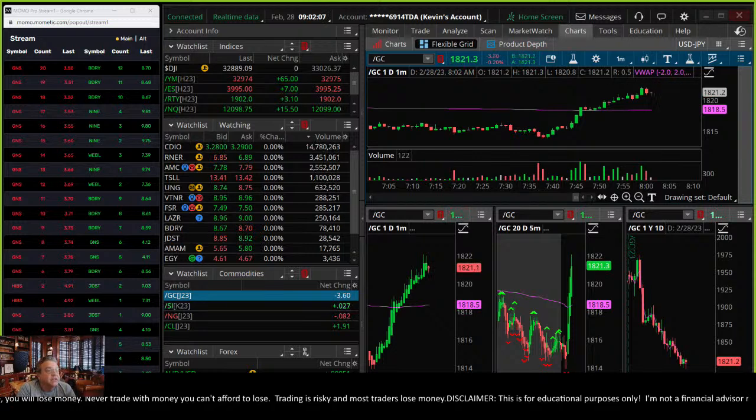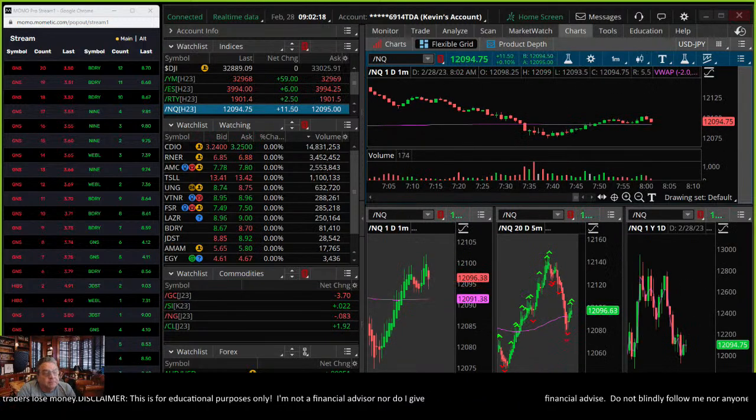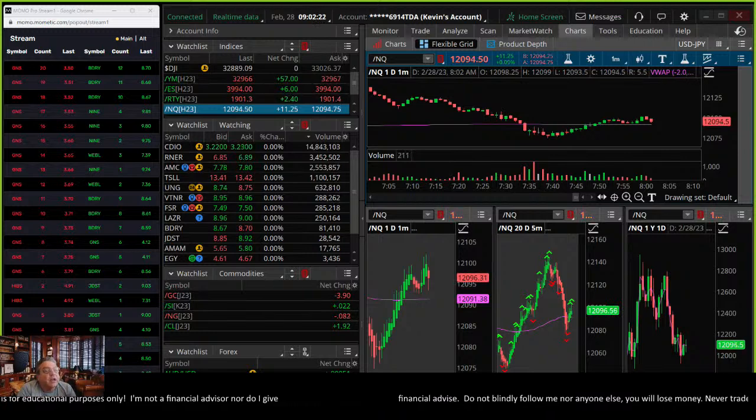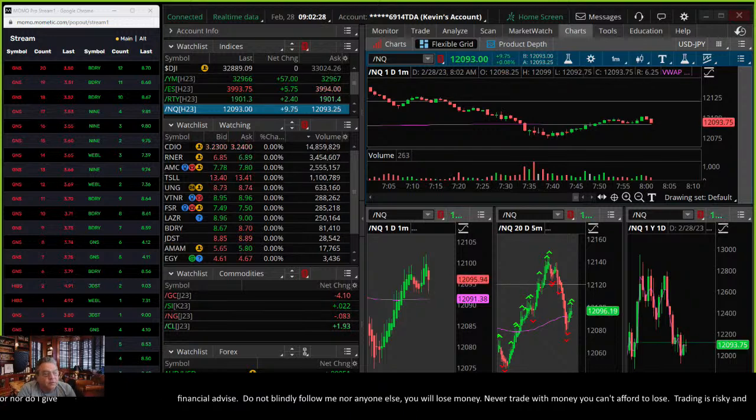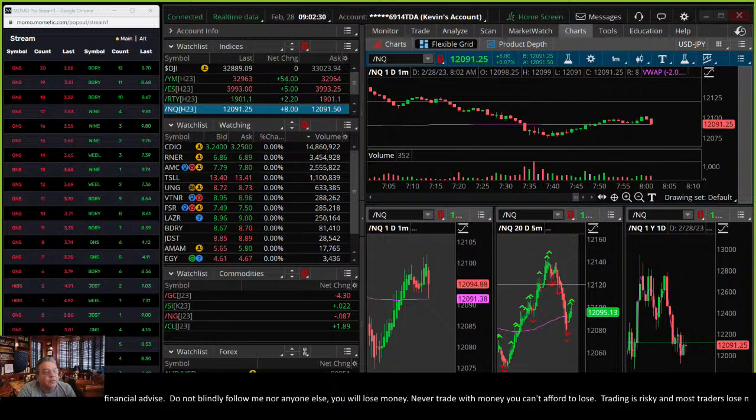Now I do like this mini Nasdaq if we can come up to, let's take a look here. Okay, I'd like to be a buyer around this 120, 120. We'll just put a little reminder up there on the mini Nasdaq.